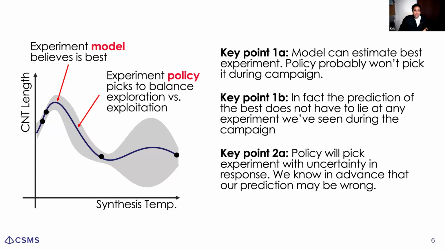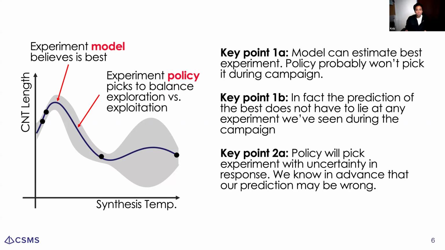Another key point here is that our policy, because we're trying to put in a type of exploration, we know that the experiments our policy picks, our model is uncertain about the values. So what does that result in? We know that before even running this experiment that the policy picks, that our prediction is wrong. That's the whole point. We know there's uncertainty with this prediction. That's one of the reasons why we picked it. So the prediction may be wrong.